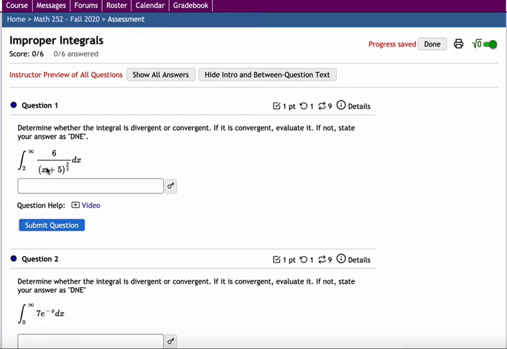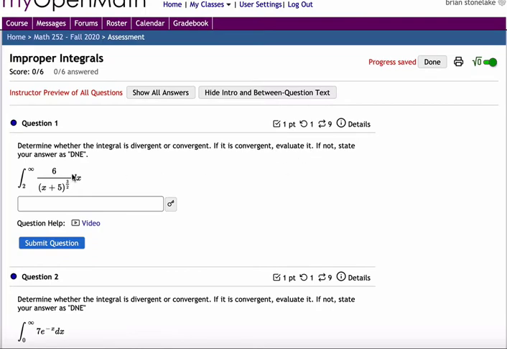At any rate, this first question, I do have a comment on this first question. Actually, I guess I got a comment on all these questions. You're supposed to figure out if they're divergent or convergent. So essentially you evaluate the integral, and if you get an answer, then it's convergent, and that's your answer. And if you can't get an answer, if you get infinity or something like that, then it's divergent. And for this one, if your answer is divergent, you put in DNE.